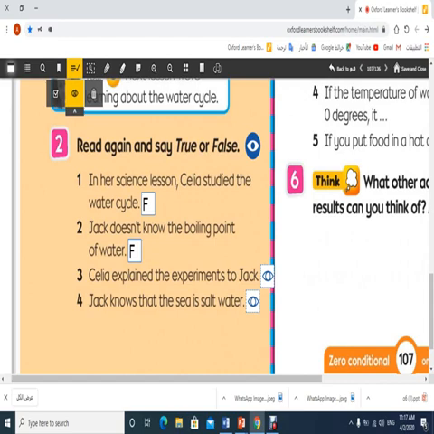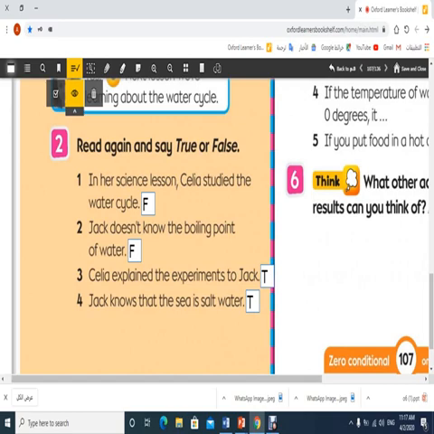Celia explained the experiment to Jack. She started explaining the experiment to him. True or not? Excellent. True. Jack knows that the sea is salt water. True or not? Yes, true. So let's write our answers: F F T T.